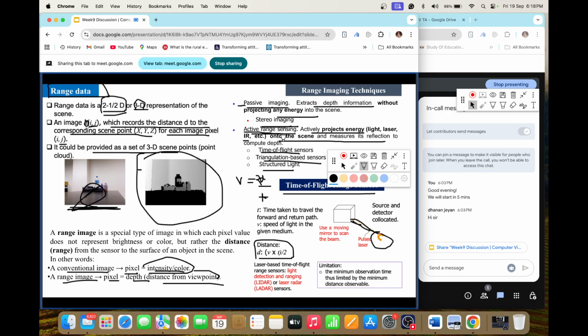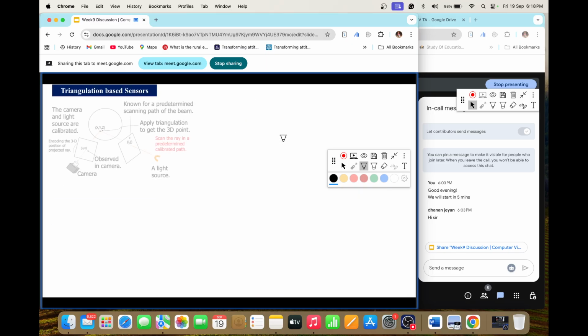Similarly, we have the method known as the triangulation based sensor. In a triangulation based sensor we have three things. One is the light source, second is the object, and third is the camera. It is based on the triangulation method, because we have these three things. One is the light source.